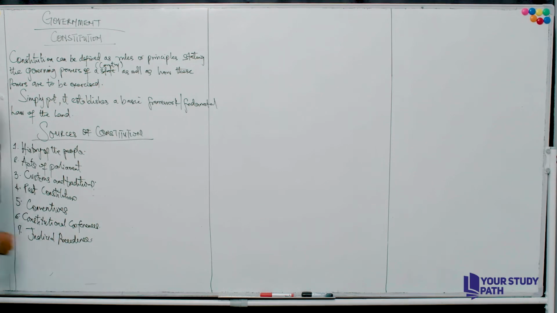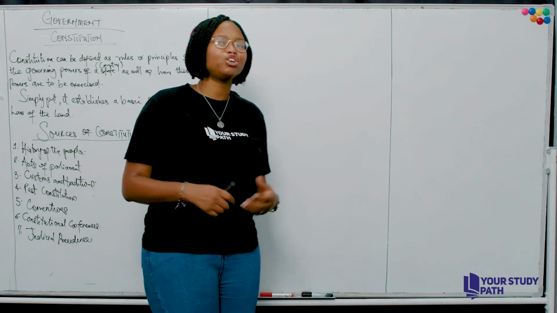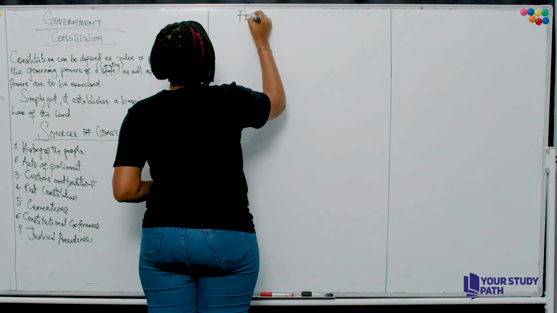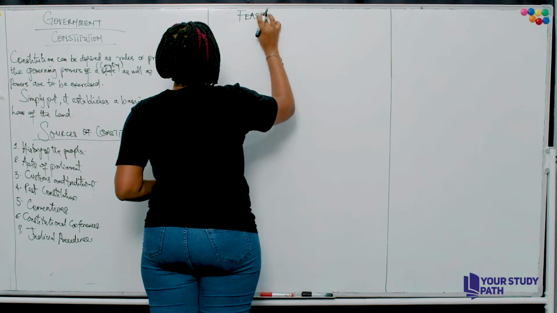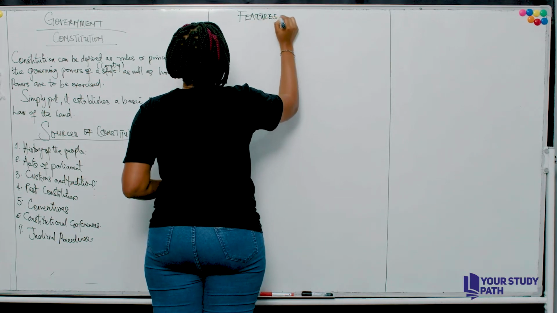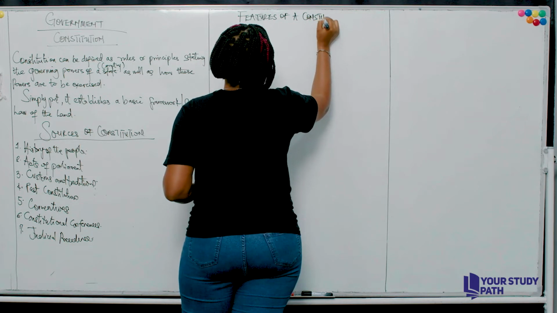So these are some of the ways that we can get contribution for the contents that are included in a constitution. Now, let's look at the features of a constitution, right? What does a constitution generally contain? Features of a constitution.